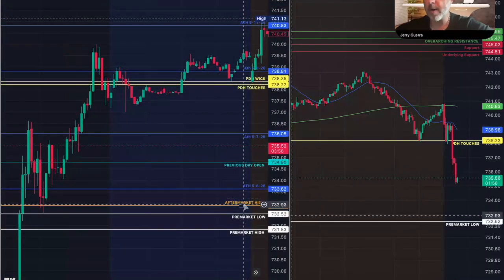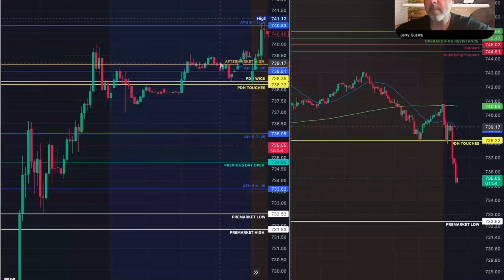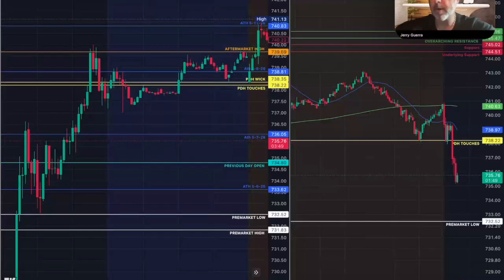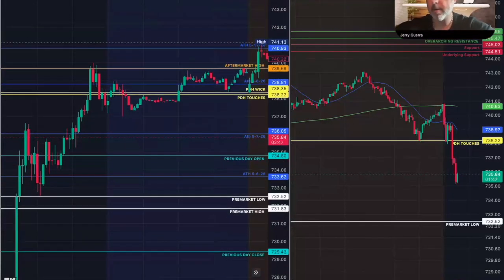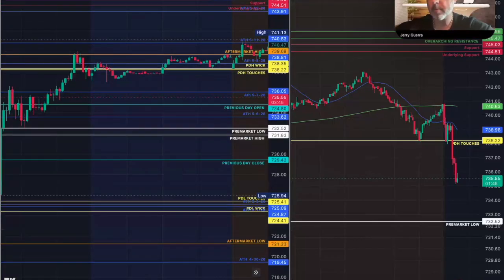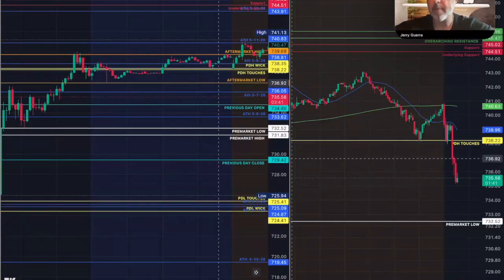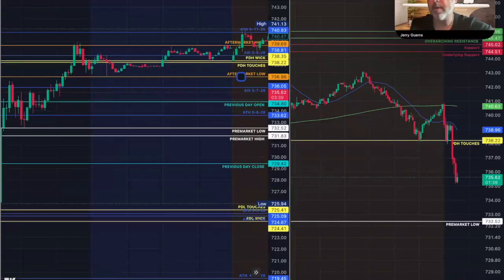And we'll go aftermarket high. And that is the highest spot that happened in the Asia market or Tokyo market, however you guys want to label that, doesn't matter. One and the same. And then aftermarket low, exactly the same way.